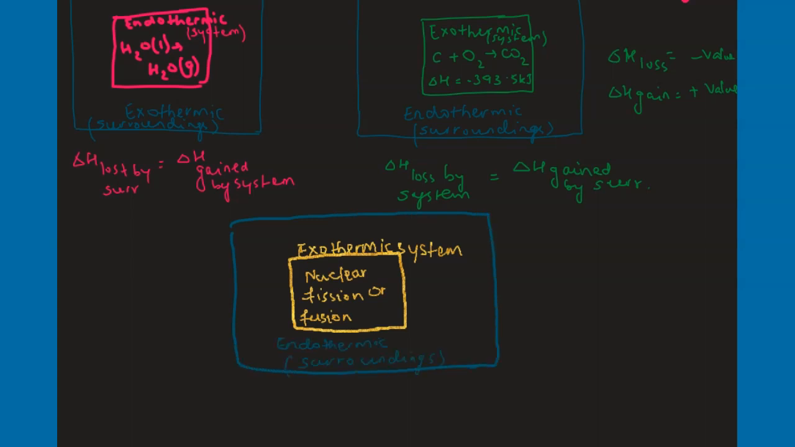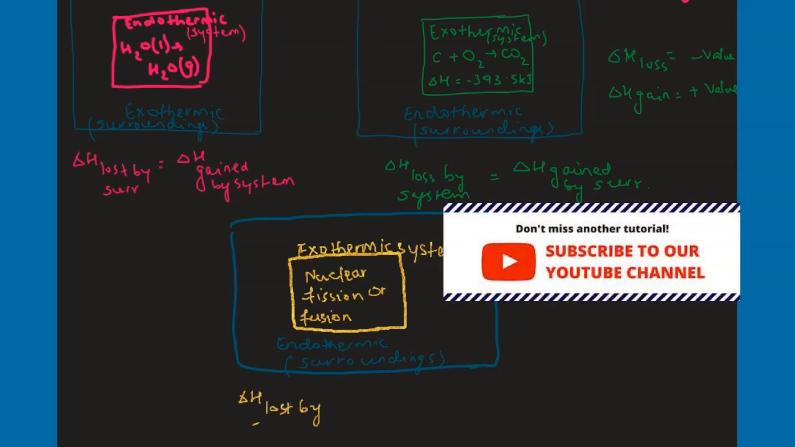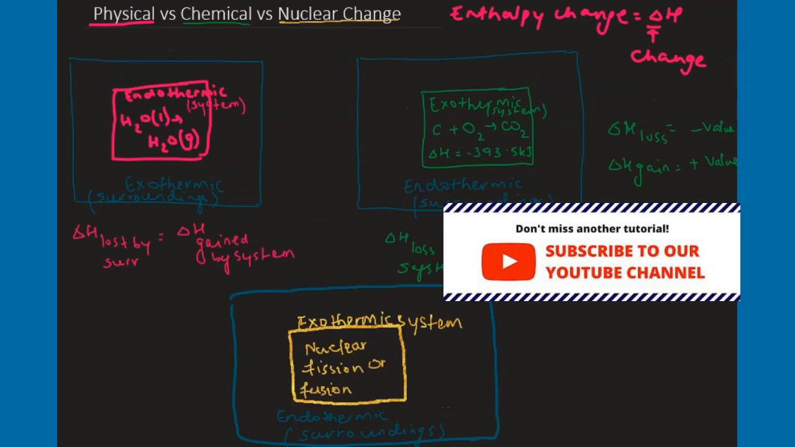And as we all know, the energy loss and the energy gain are always equal. So delta H lost by the system is equal to delta H gained by the surroundings. And this was about our nuclear change.